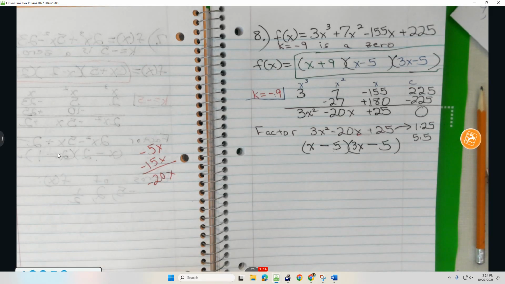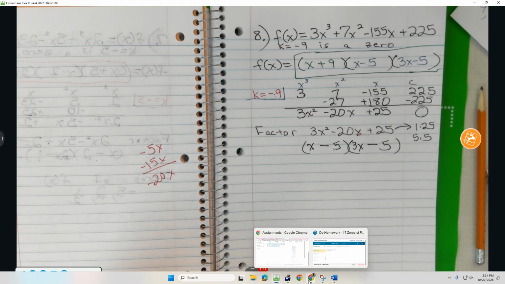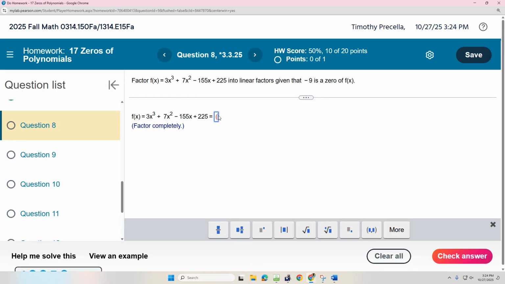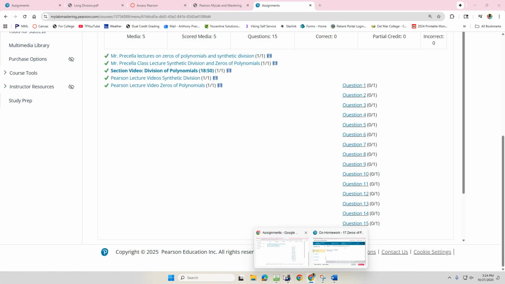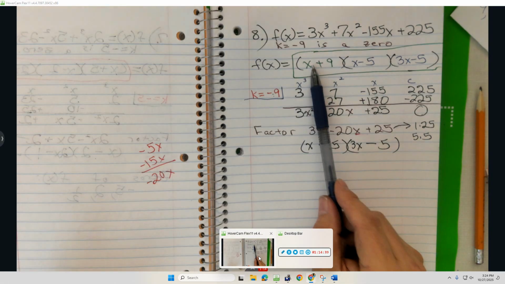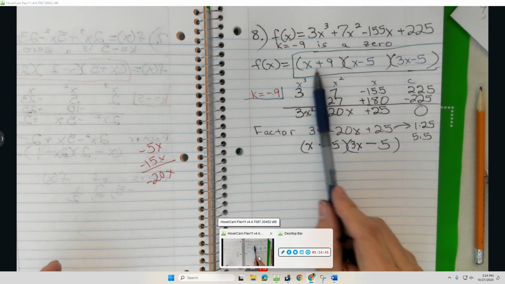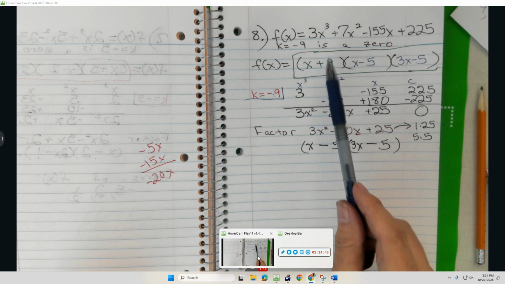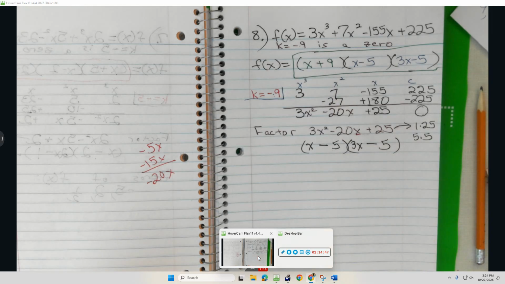Okay. Any questions there? Type that in. X plus 9 is the first setup. Oh, and the most common mistake is people will type in those last two factors. They won't type in the easy factor, the one that comes from the k value. So that's why I want to write that first so you don't forget there is a third factor. And it comes from that k value, the 0.